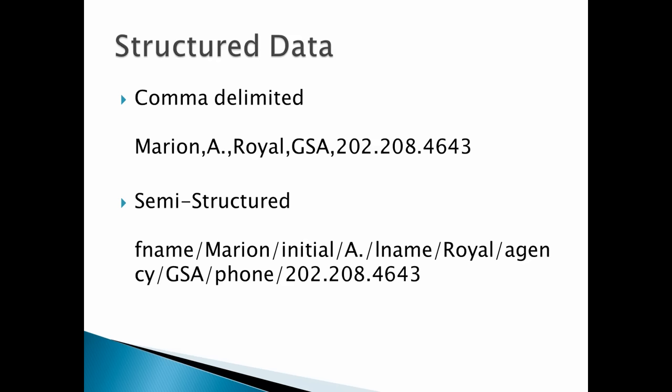Here's some structured data, sometimes from a database or from an Excel sheet. You get comma delimited or tab delimited type data, and we have a string of data that has a name, Marion, A, Royal, and then GSA, and what looks like probably a phone number. When we look at it from semi-structured format, we have F name, which is probably first name, Marion, initial A, L name, last name, Royal. Agency, well, there tells us what GSA applies to, agency, and phone delimiting a phone number.